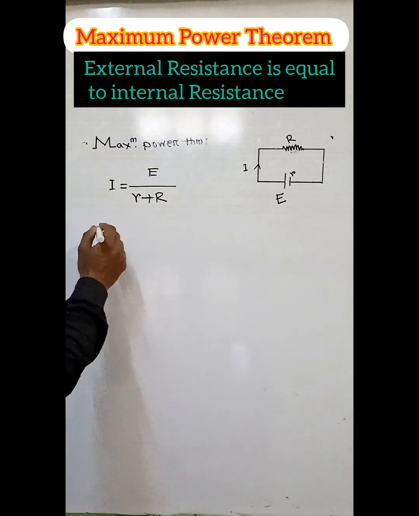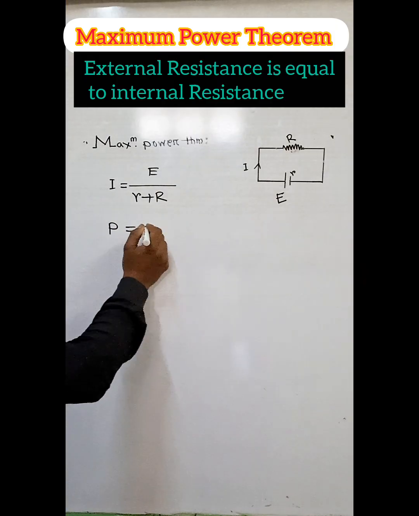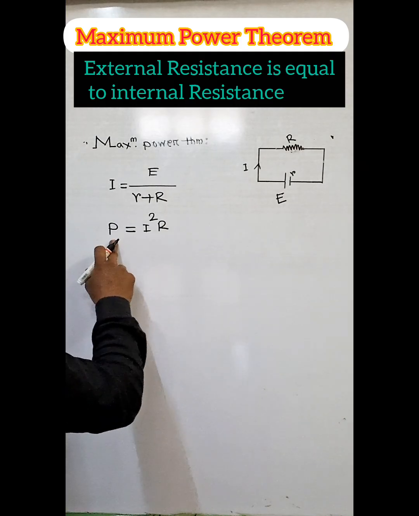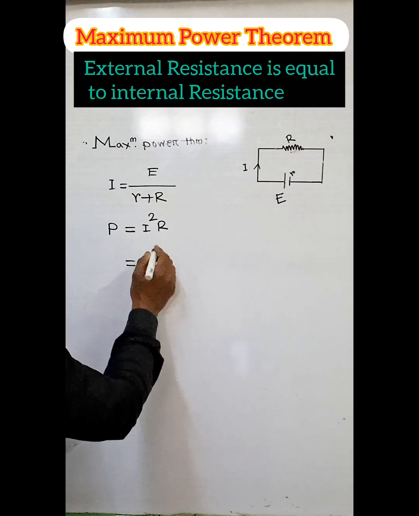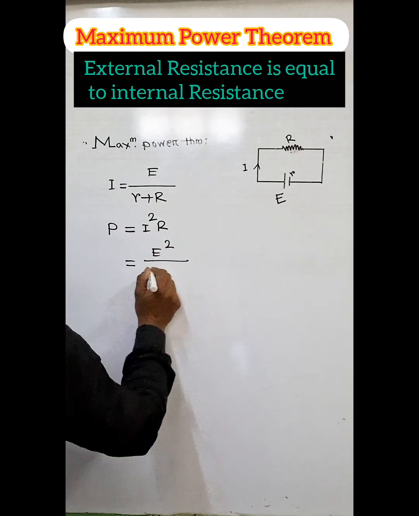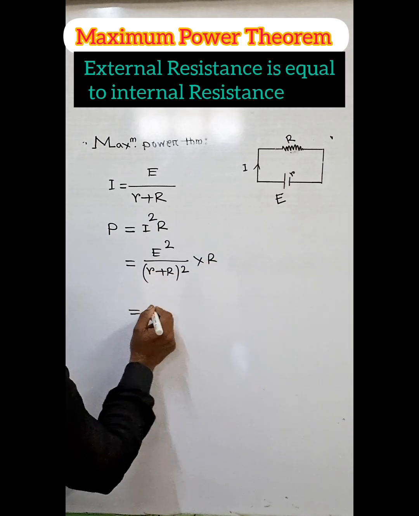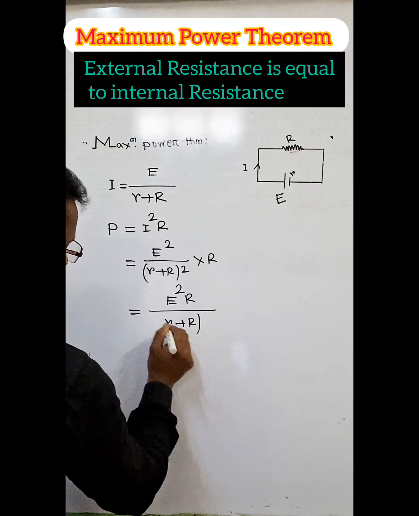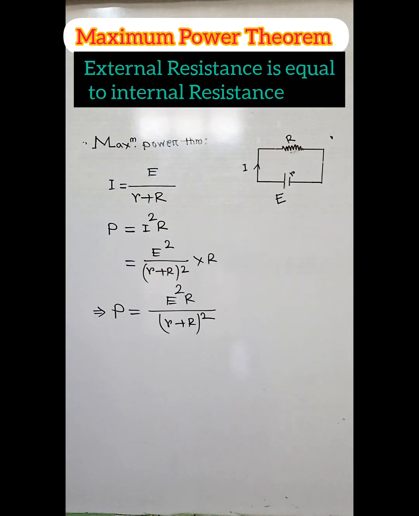Again, you know that the power expression is given by I square times R. That is, power equals I square R, and I equals E by r plus R. Now put the value of I here. That will be E square by (r plus R) whole square into R. Just write it as E square R divided by (r plus R) whole square. This is your power in terms of E, the total or actual EMF of the battery.